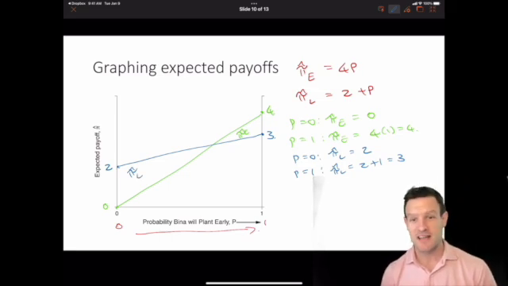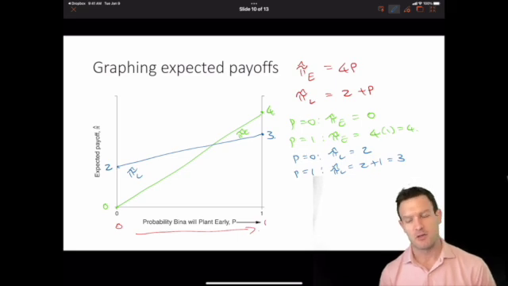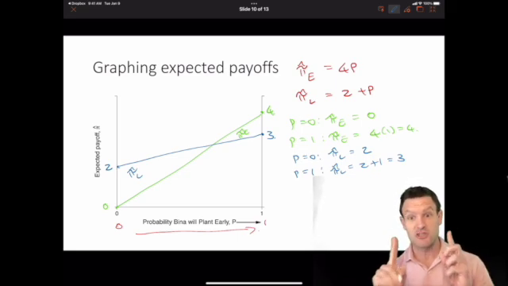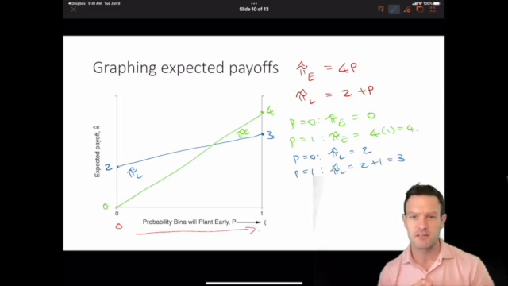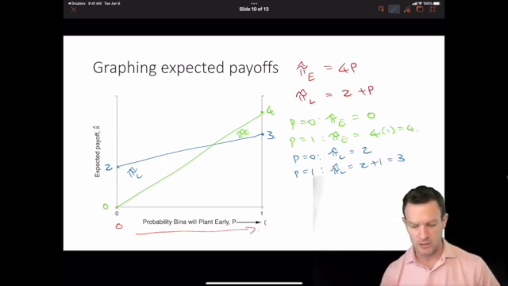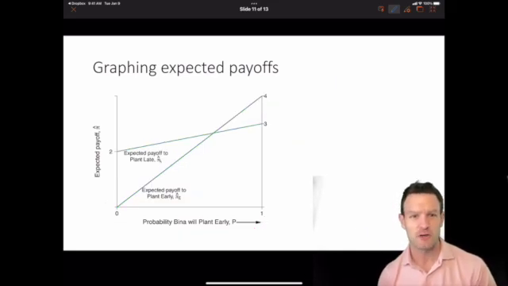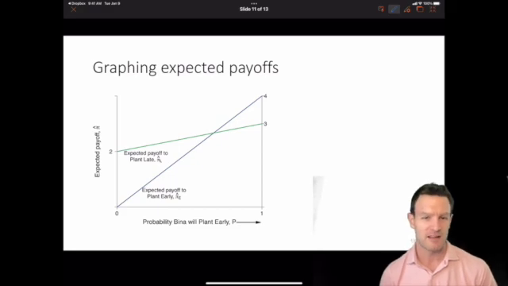Okay, so what have we done now? We've just sketched the expected payoffs. We've found the intercept at P equal to 0 and P equal to 1. Having found the intercepts at those different values, we just connect them as they're a straight line, just a straight line going from the one point to the other. Okay, so we can see that here, and I've got the expected payoff to playing plant late and the expected payoff to playing plant early.